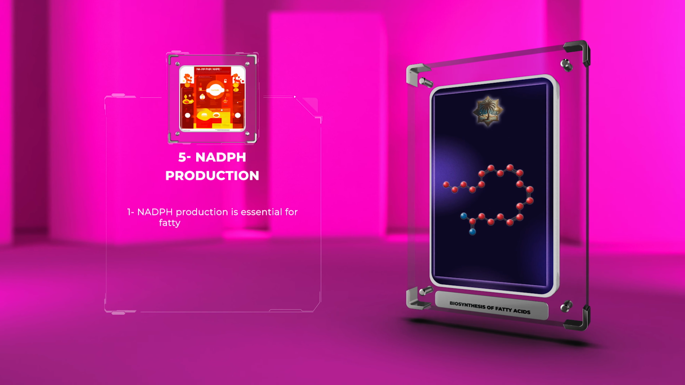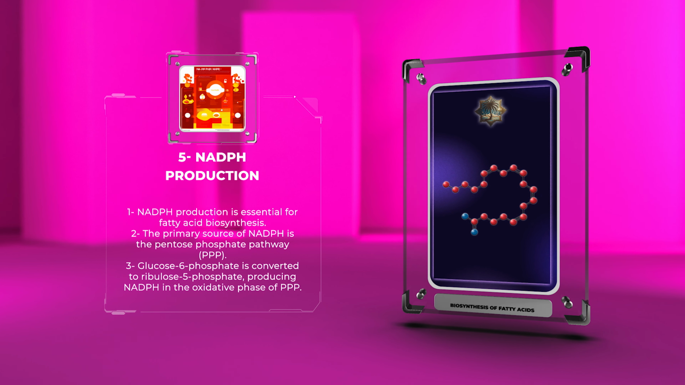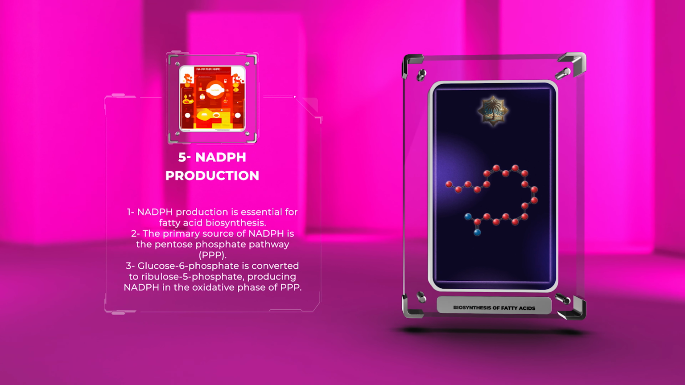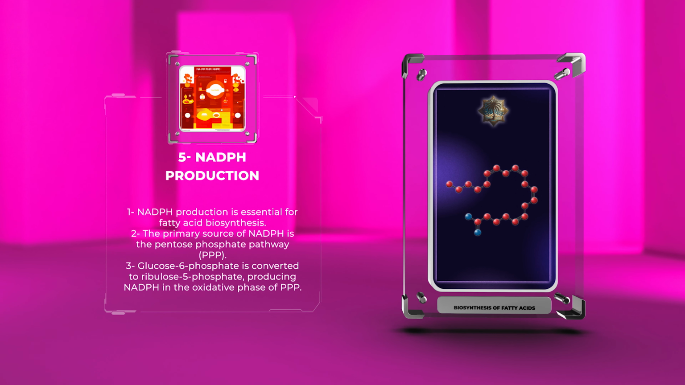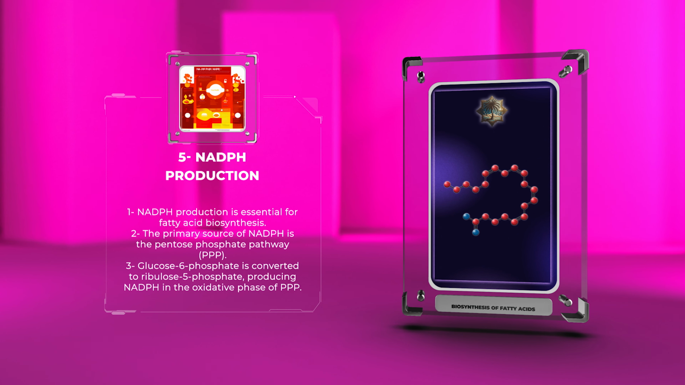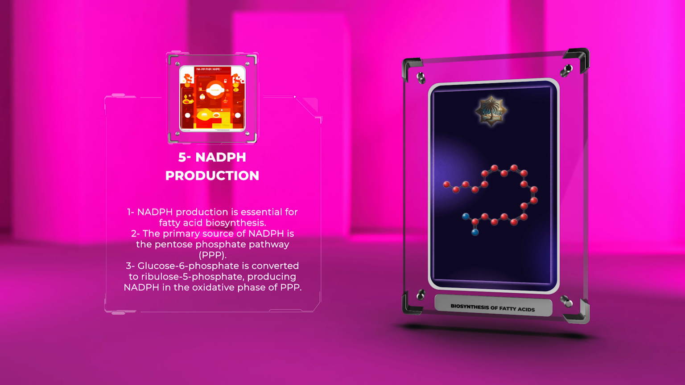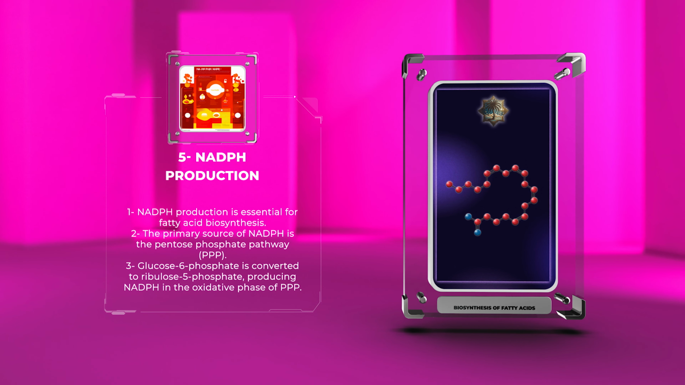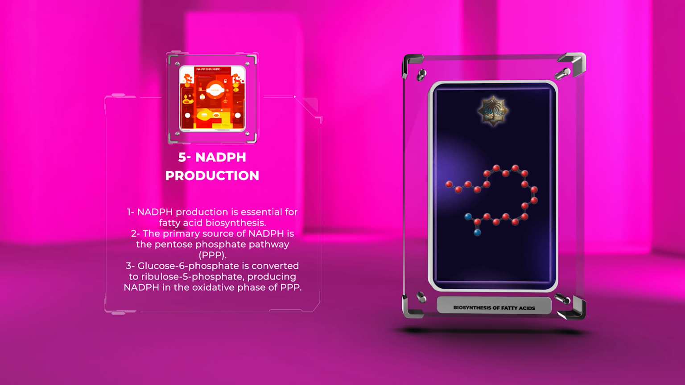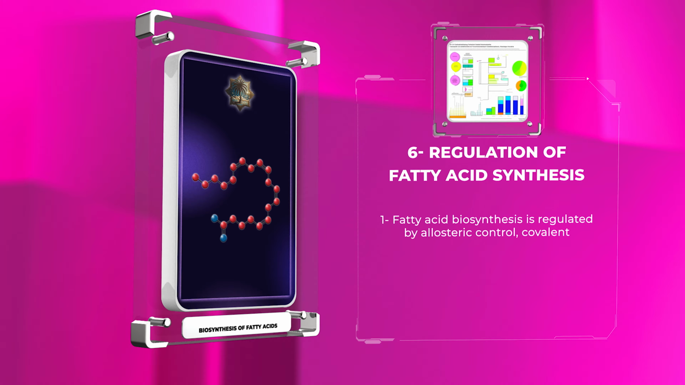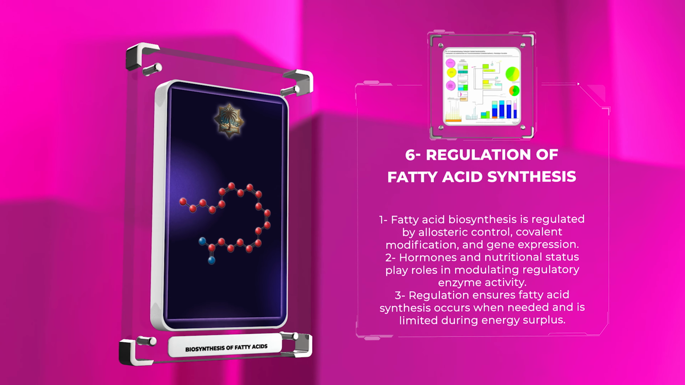The production of NADPH is an essential requirement for fatty acid biosynthesis. This reducing equivalent is necessary for the reductive reactions that occur during fatty acid synthesis. The primary source of NADPH in fatty acid biosynthesis is the pentose phosphate pathway, PPP. Glucose 6-phosphate, generated from various carbohydrate precursors, is converted to ribulose 5-phosphate and subsequently enters the oxidative phase of the PPP, producing NADPH.